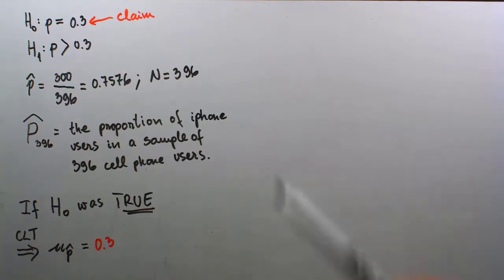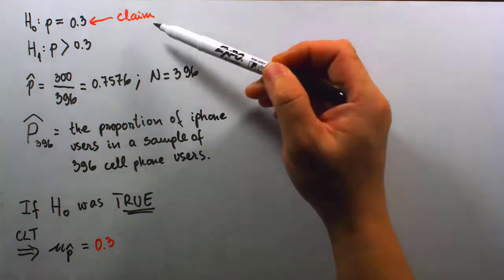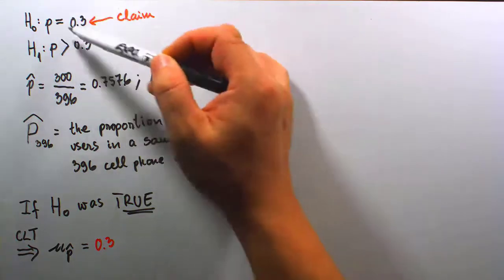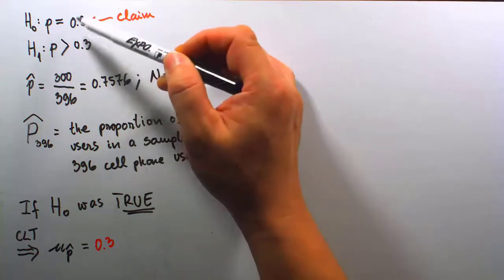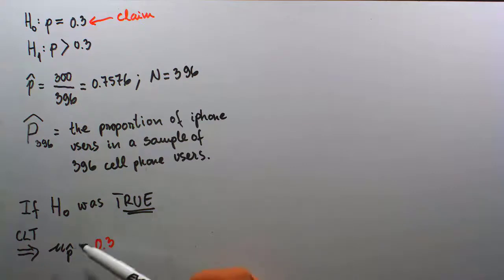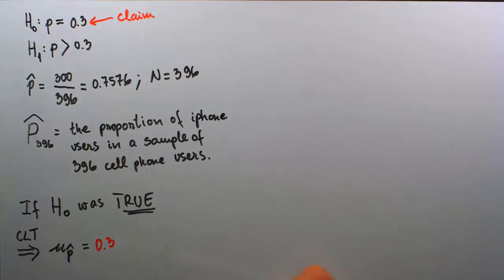So anytime we have a claim to test, the value being claimed in the null hypothesis will consequently become the center of all sample proportion values, or mu p hat. As well, we can also understand that this is the average, the mean of all sample proportion values.